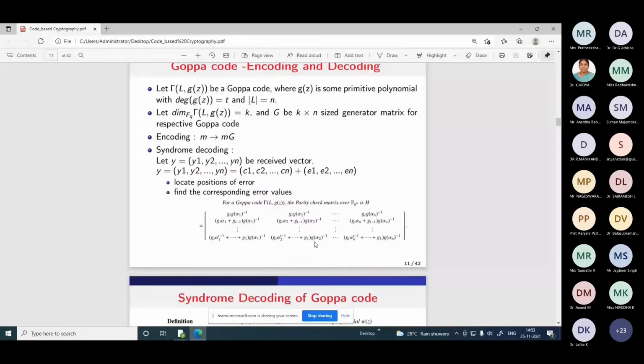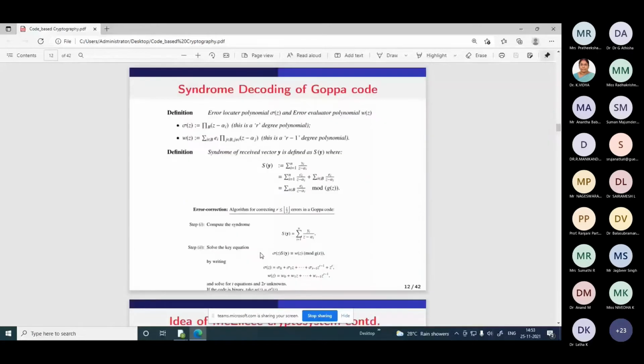So you have to identify the positions of the errors and the corresponding error values. Once you know this error vector, you can get back your code word. So this is how to get the error vector. This is the algorithm for decoding.